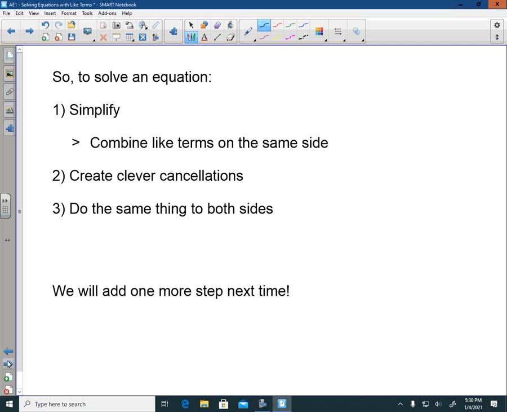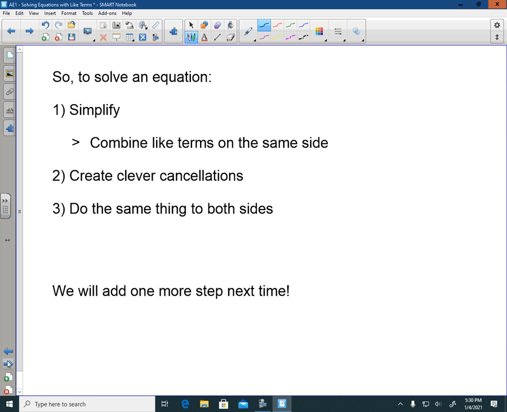All right, so bottom line, first thing to do is to notice if you can simplify. The way to simplify is to combine like terms on the same side. And then, once you're done with that, you can use the techniques that we used for solving equations. Create clever cancellations and do the same thing to both sides. Now, of course, it's going to get more complicated because it's math. And math always gets more complicated. And that's why you should practice. Get good at a single skill because then we can build on that skill.